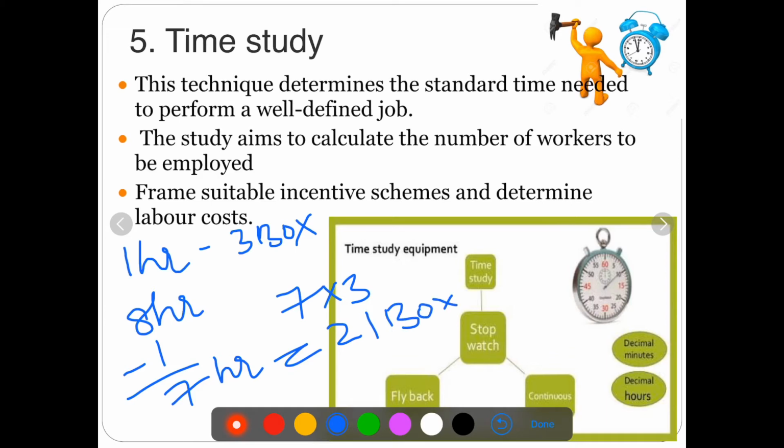day, isn't it? So you're setting standard time needed to perform a well defined job. So you're setting standard, that is for 7 hours he's supposed to complete 21 boxes. So accordingly he will be paid.